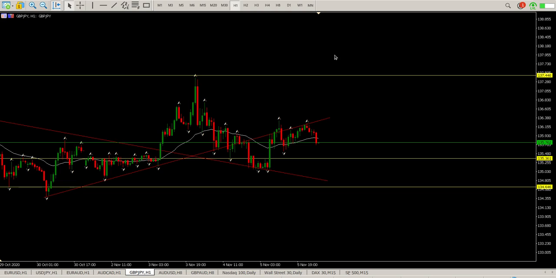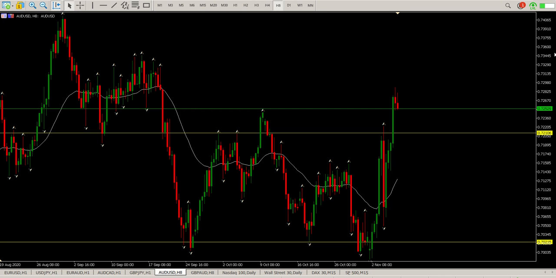So big up, big down, big confusion, up and below the moving averages all the time. So nothing really there. Not even interested in this level here, as I expect this is where it's heading anyway. Is 135361. Anyway, not interested in that. Moving on. Aussie dollar, US dollar.